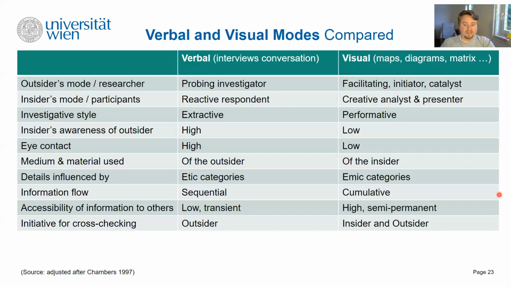Chambers also had this level of initiative of cross-checking. Who is cross-checking? Who is asking if something is not clear? In verbal interviews, usually it's the outsider. And it's true that for visual, it's both: the insider and the outsider. Of course, as researchers, we can always cross-check during the PRA sessions. But what really happens very often is that the participants also cross-check among each other.